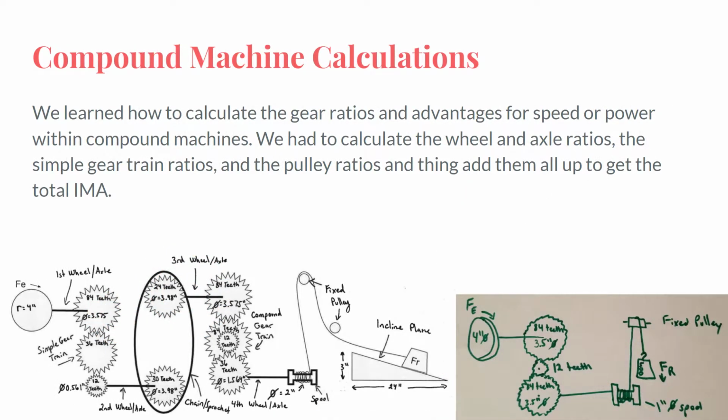Compound machine calculations. We learned how to calculate the gear ratios and advantages for speed or power within these compound machines. We had to calculate the wheel and axle ratios, the simple gear train ratios, and the pulley ratios, and then add them all up and do our calculations to get the total IMA, or ideal mechanical advantage.